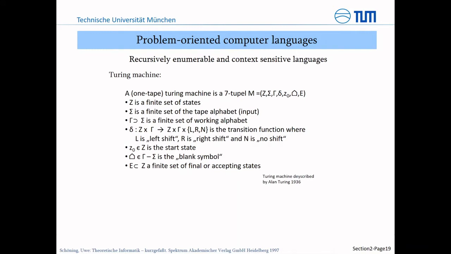And the rest is very similar. So we have a start state and we have a finite set of accepting states or final states. Additionally to all of the other machines, we have one additional symbol, which is maybe called the blank symbol, which tells us that a memory element is not yet filled by something from the alphabet. So Turing defined this Turing machine in the year 1936.